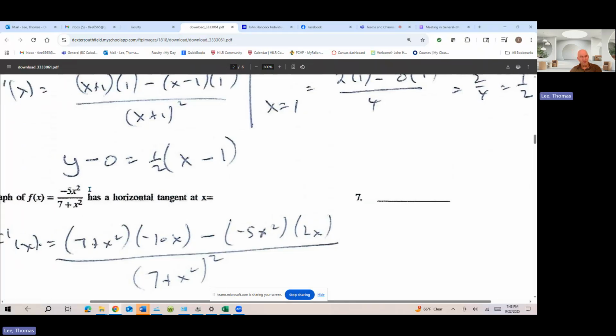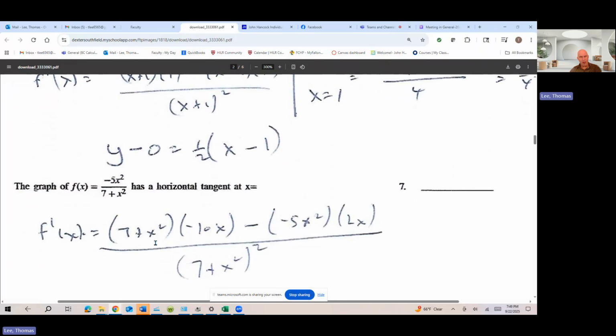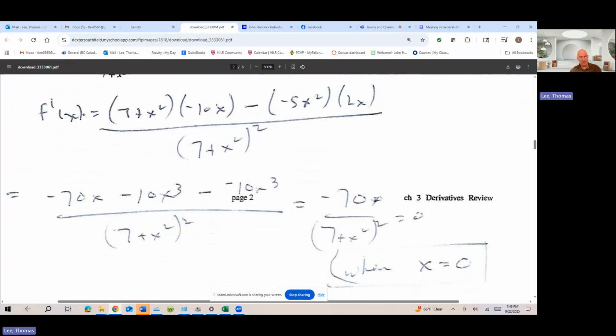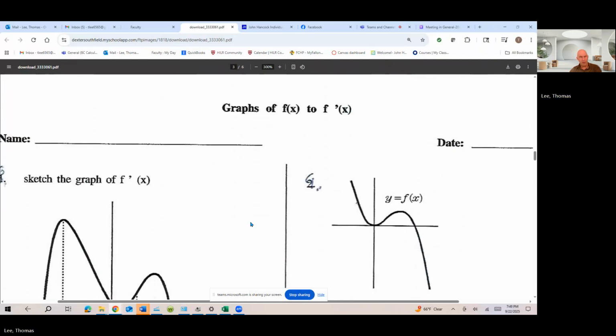This wants to know when you have a horizontal tangent, so you need to take the derivative, but you need to set that equal to 0, because that's when you have a horizontal tangent. And it just so happens that the numerator simplifies to negative 70x. Here's the denominator, but if we set this equal to 0, we only care when the numerator is 0 and you get x equals 0.